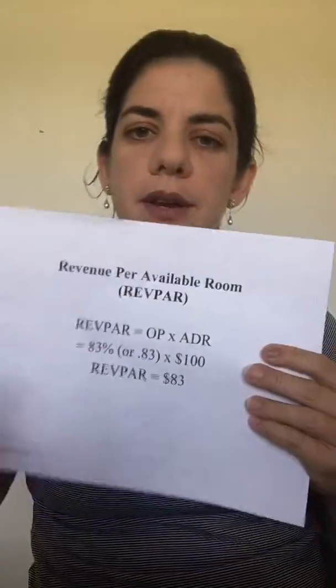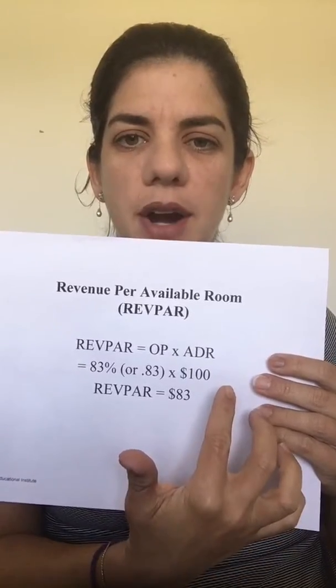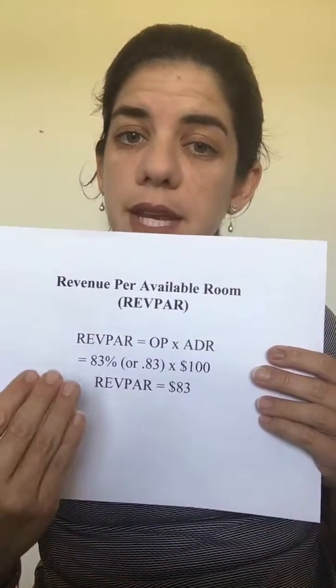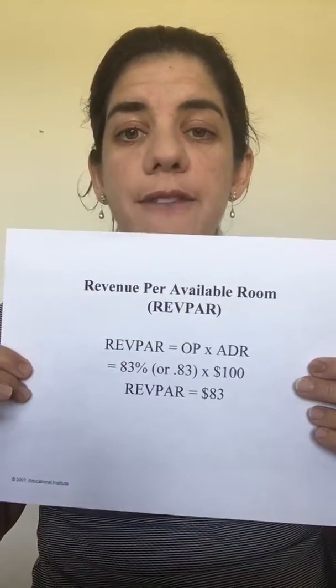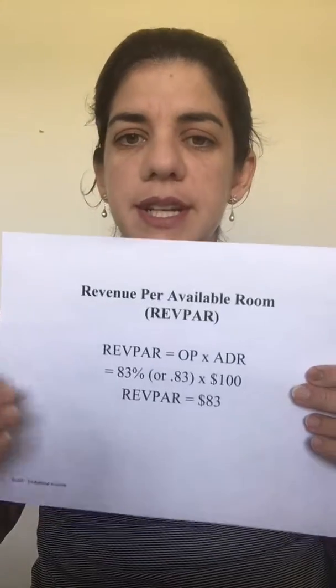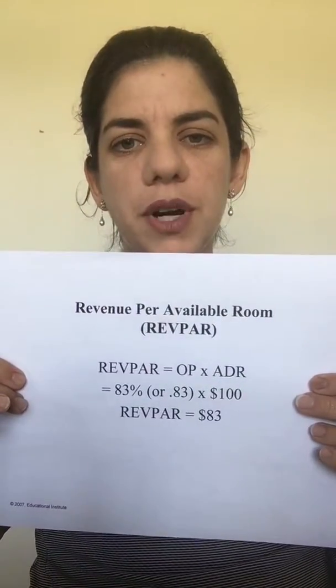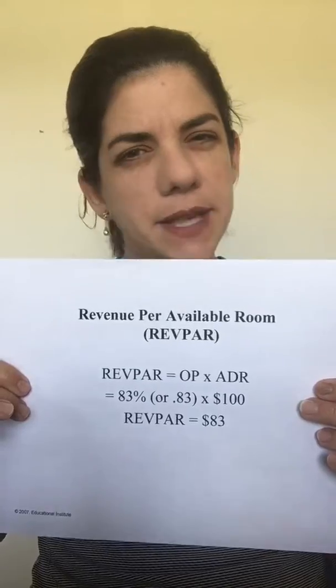Okay. Now, bringing that all together, I explained to you that revenue per available room, or RevPAR, as hotels refer to it, is one of the most important measures. We're going to combine occupancy percentage times the average daily rate, or OP times ADR, right? Your occupancy percentage was 83%. We calculated in the first example that our ADR, or average daily rate, was $100, giving you a revenue per available room of $83. Does that make sense?